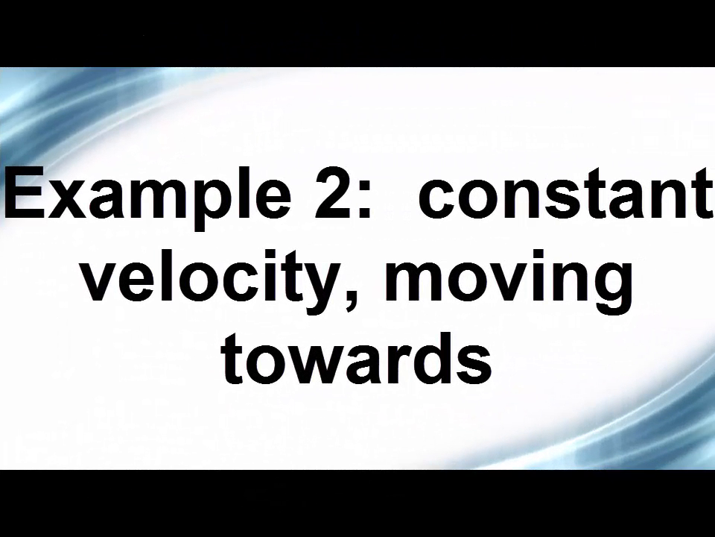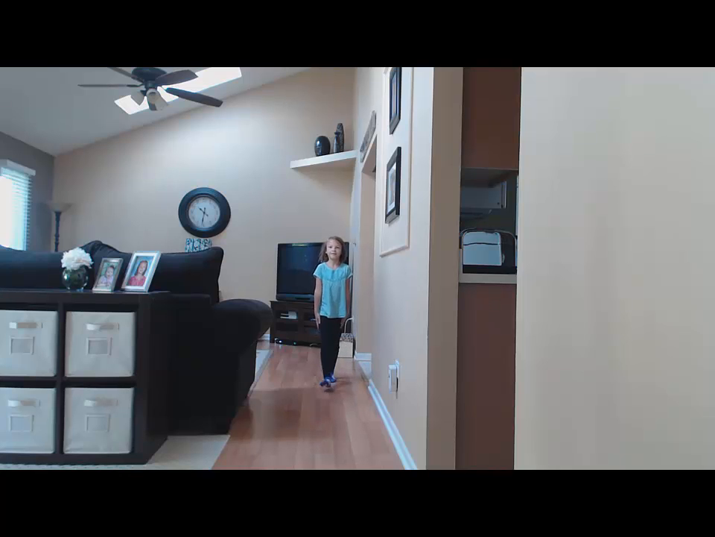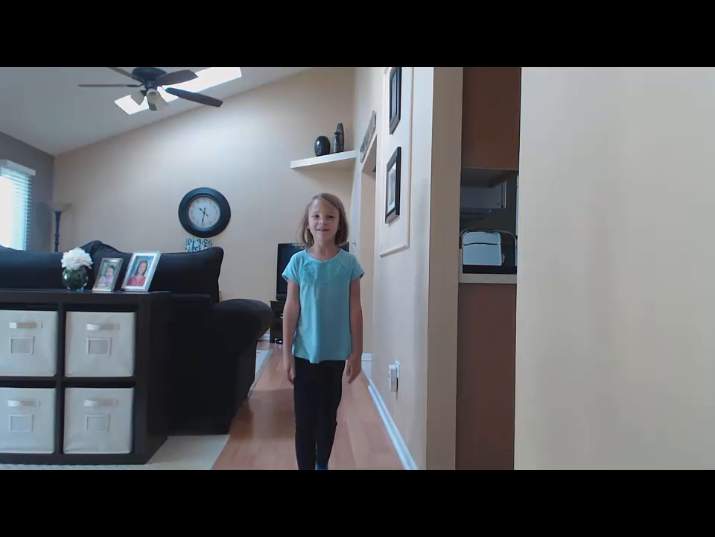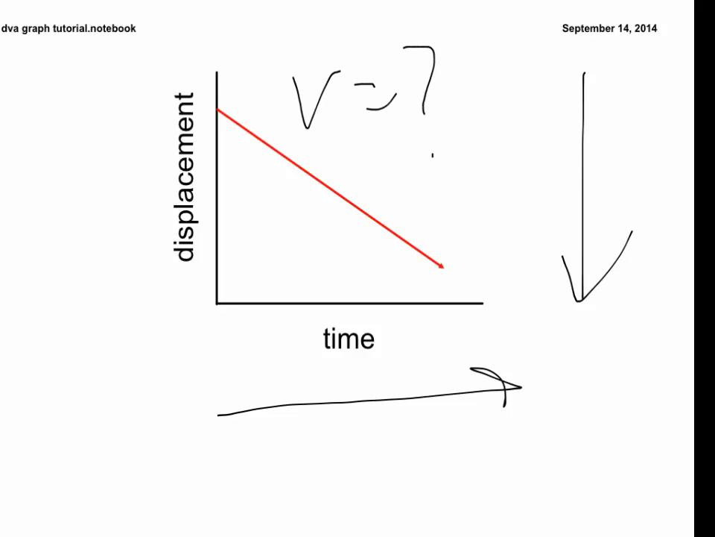For the final example, we're going to look at an object moving towards some position at a constant rate. This video shows my daughter moving towards the camera at a constant velocity. As you move to the right, you should see that the displacement is decreasing. Ask yourself, before we even move to the next slide, what is the velocity here? And the way you can figure that out is ask yourself, what is the slope of this displacement time graph? You should notice, again, as you move to the right, the displacement is going down. It's a straight line, so the velocity is constant, or the slope is constant.